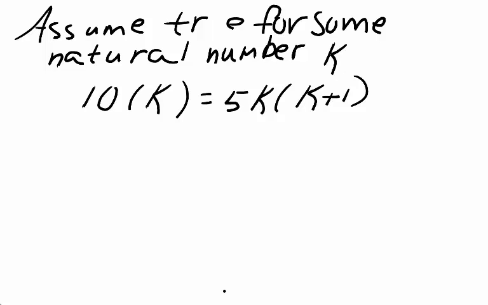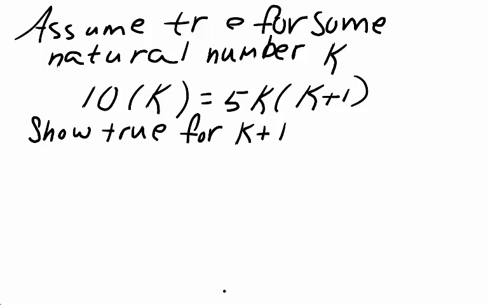Next, we want to show that the statement is true when it's evaluated at k plus 1. So we need to show true for k plus 1. Now here's where the problem gets a little bit more involved. Our job is to take the left-hand side of the equation and the right-hand side of the equation, and evaluating them at k plus 1, show that the sides are equivalent. So we proceed like this.